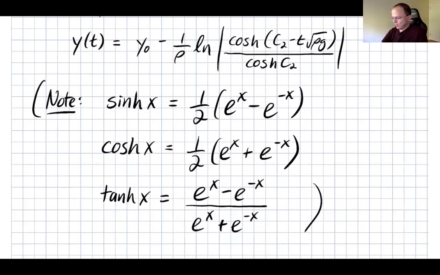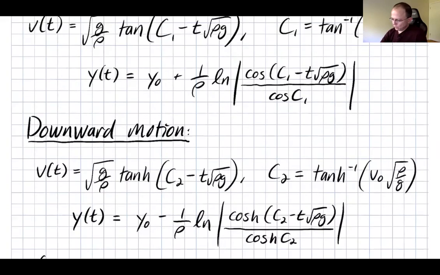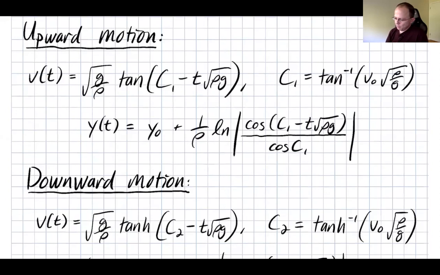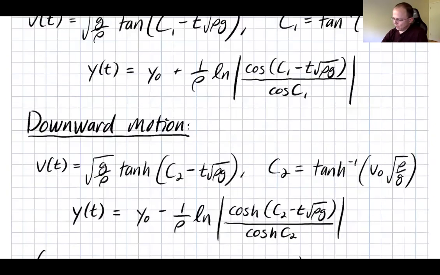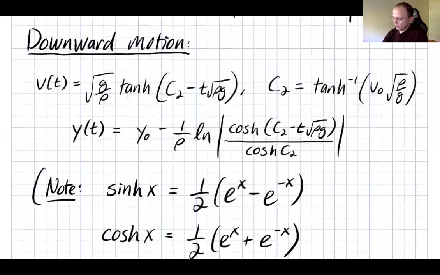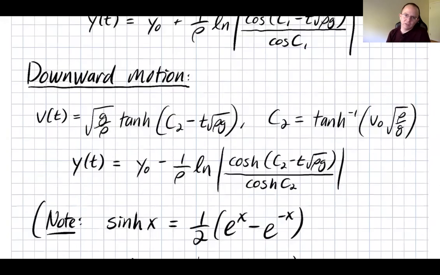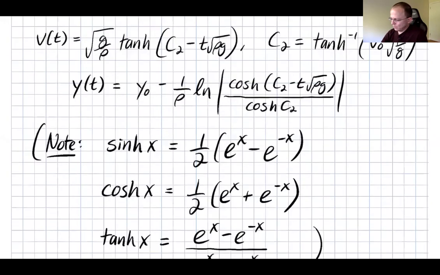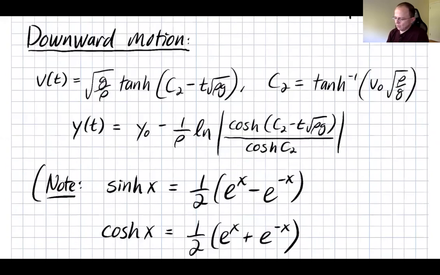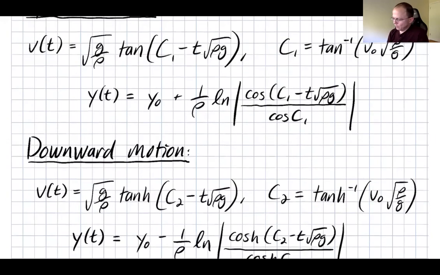So that's what we have here for the solution of the upward and downward motion, assuming that the air resistance is proportional to the square of the velocity, which is more physically reasonable, but definitely, as you can see, more complicated. You do not need to memorize these equations. This is just for your curiosity, what it looks like. There you have it.